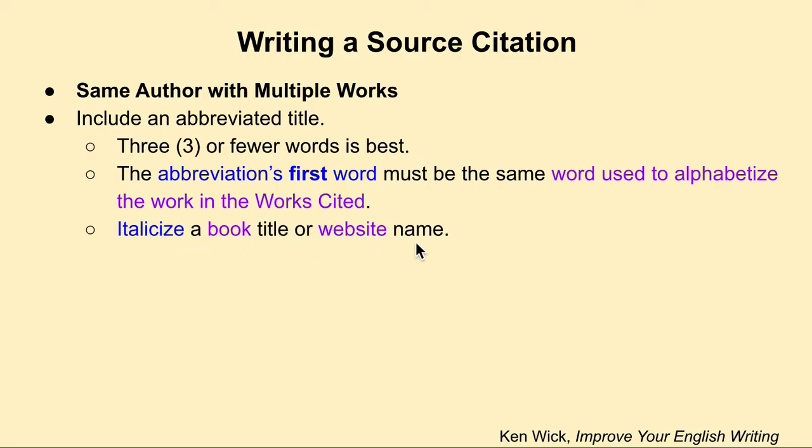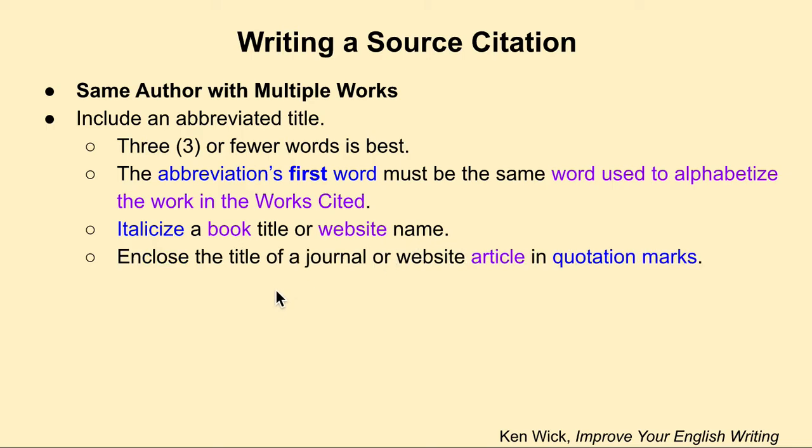Italicize a book title or website name, and enclose a title of a journal or website article in quotation marks. And you want to place a comma after the author's name. So it's going to be author's name, comma, abbreviated title, page number.